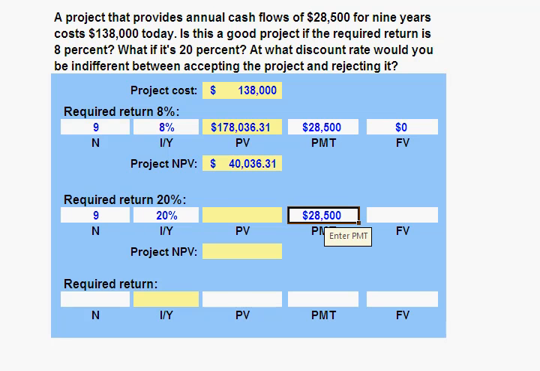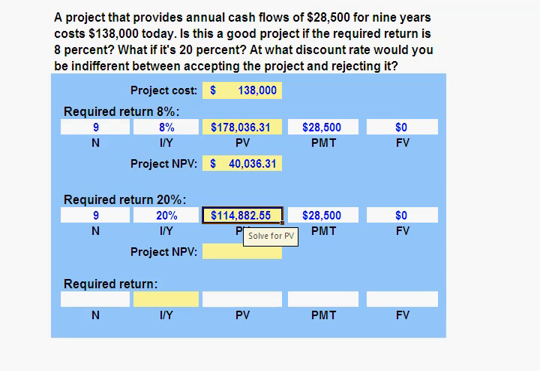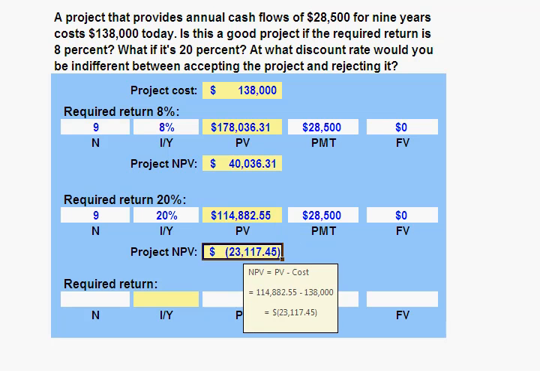Enter $28,500, which is the project's annual operating cash flow, as the payment. And again, the project has no terminal value or salvage value at the end, so enter 0 for the future value. Once again, we'll solve for the present value. The present value of the project is $114,882.55. The net present value of the project, though, is negative.